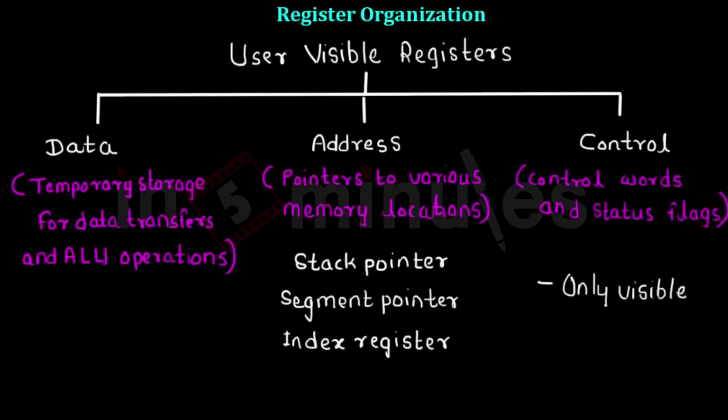The example is the flag register. This register is visible to the programmer, and they can use it to know the contents of the status word or the current status of the program. In some processors, again, these control words can be user accessible, so that the user can change certain control bits to set the flag registers as per the requirement. So again, it depends on the type of processor you are having.